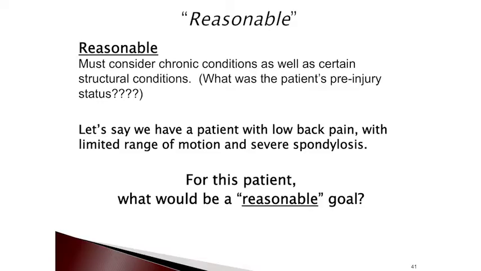So you must consider chronic conditions as well as certain structural conditions. What's the patient's pre-injury status? Let's say that we have a patient with low back pain, limited range of motion, and severe spondylosis. For this patient, what would be that reasonable goal?